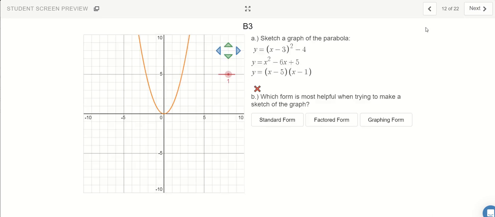So these are the 3 ways you can write an equation. We have graphing form, we have standard form, and we have the base times height. So which one is the most helpful when we're trying to graph? It's actually going to be graphing form. It's kind of in the name.